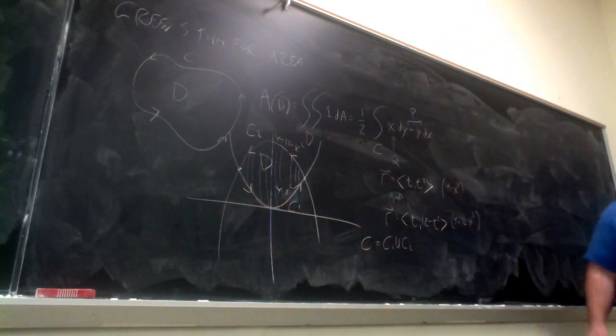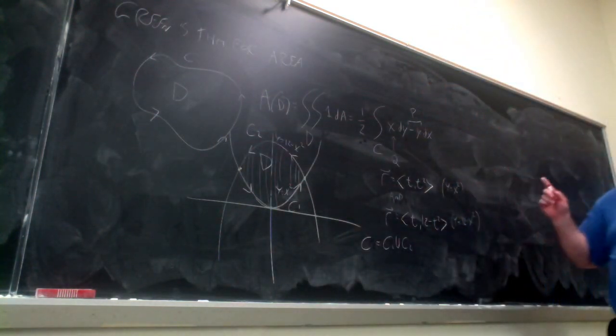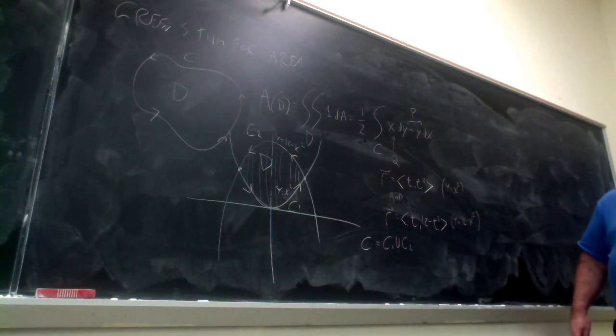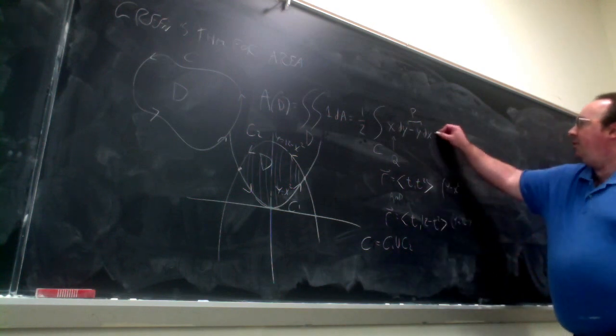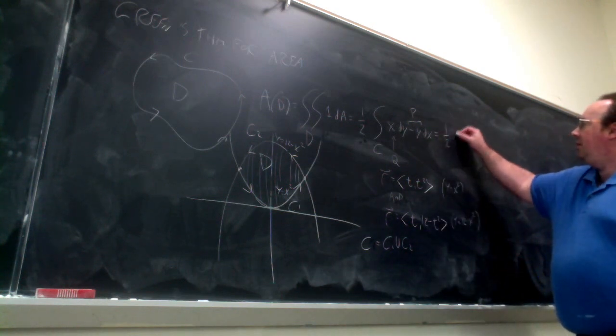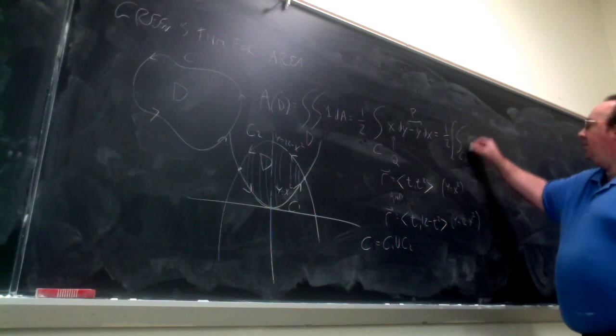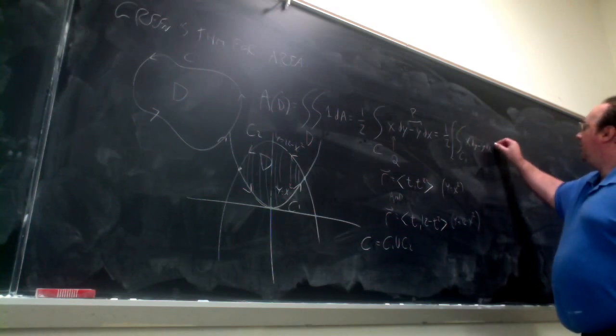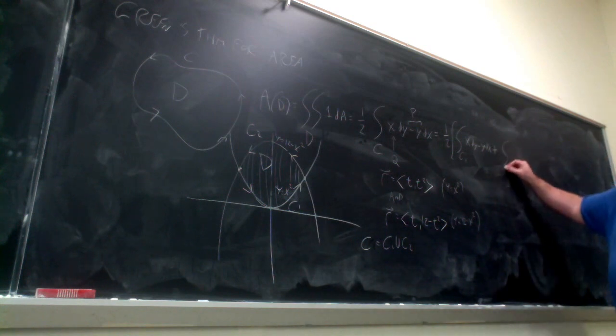Now, certainly this line integral you can break up as line integrals over both pieces and just add them together. So if I were to break this up, all right, so the integral over C1 plus the integral over C2.